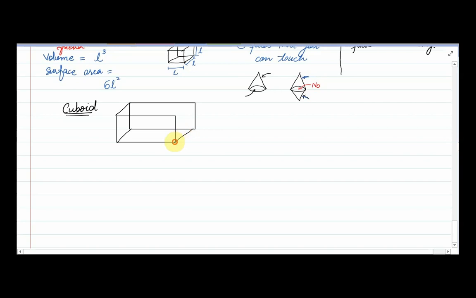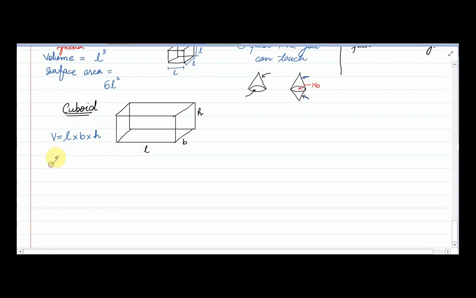Now that is a cuboid, right? So we say that L, B and H. Now the volume is very easy to find out. You need to apply the working formula. And volume is length into breadth into height. Just multiply all 3 lengths and you will get the volume.